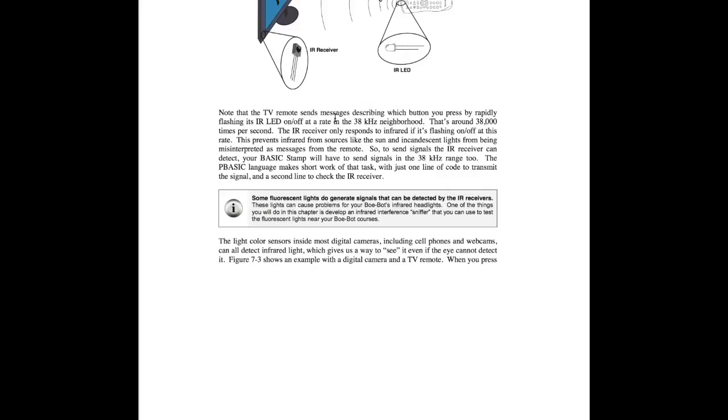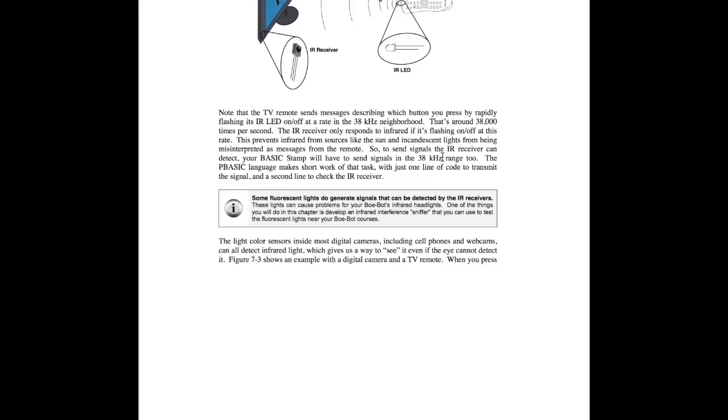Note that the TV remote sends messages describing which button you press by rapidly flashing the IR LED on and off at a rate of 38,000 times per second. That's around 38 kHz. The IR receiver only responds to infrared if it's flashing on and off at this rate. This prevents infrared sources like the sun and incandescent lights from being misinterpreted as messages from the remote.